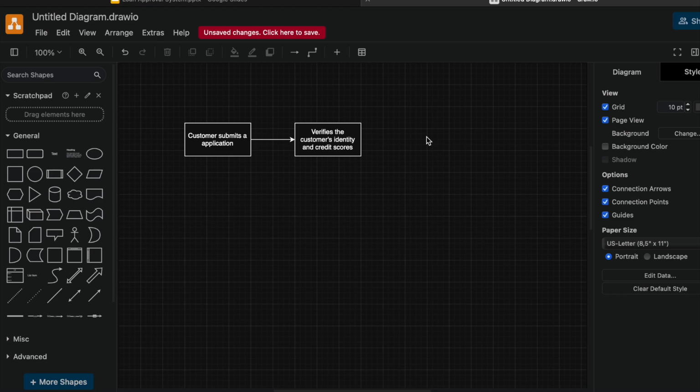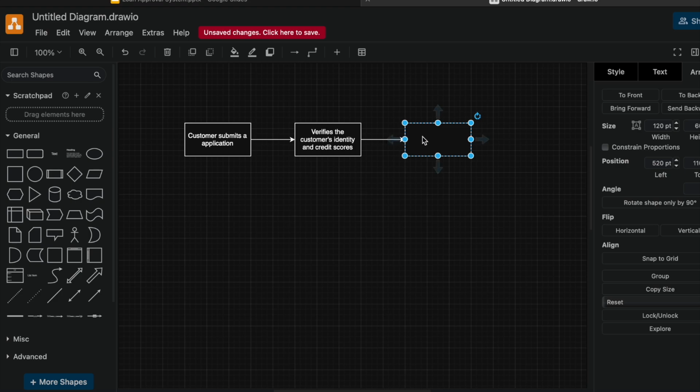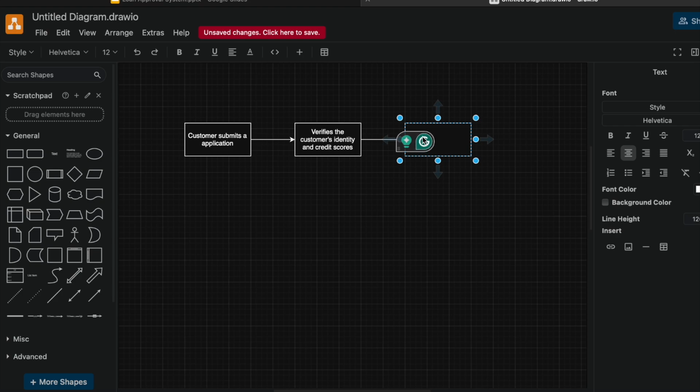And third step, so the loan officer reviews the application and documents. Loan officer reviews the application and documentation.